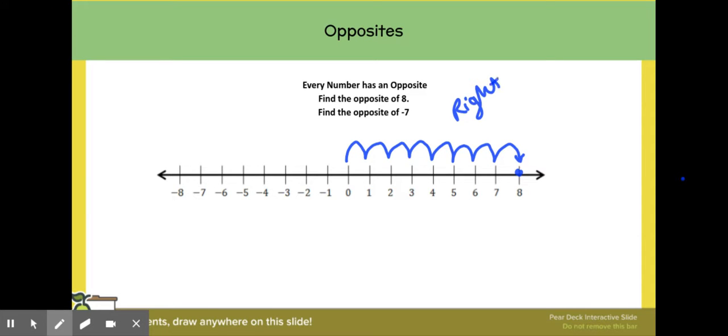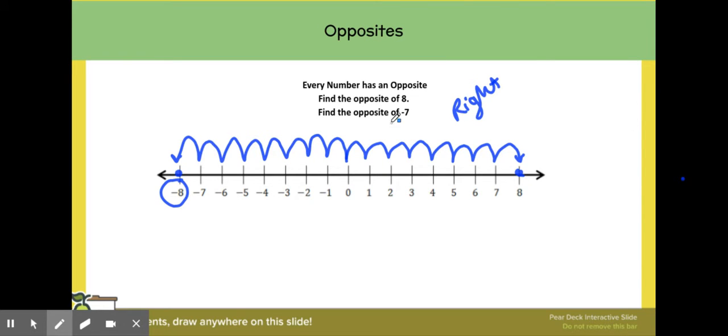The opposite of 8 jumps to the right would be 8 jumps to the left. So to find the opposite, I'm going 1, 2, 3, 4, 5, 6, 7, 8 jumps to the left. The opposite of positive 8 is negative 8.